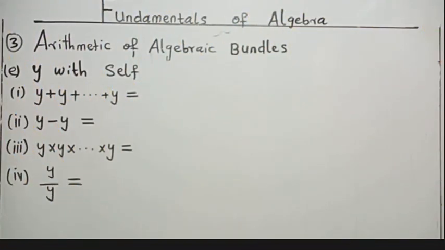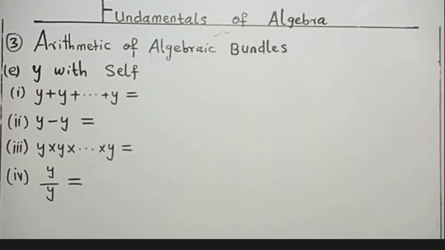Let us look at operations with self. That is, let y take part in arithmetic operations with itself. There are only 4 such operations that we have interest in. The first is when y is being added to itself. Y plus y plus y plus y plus y a number of times plus y. What is the answer going to be?